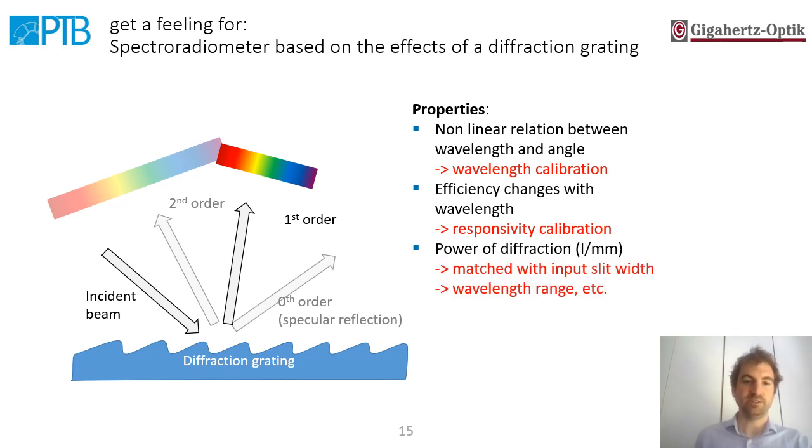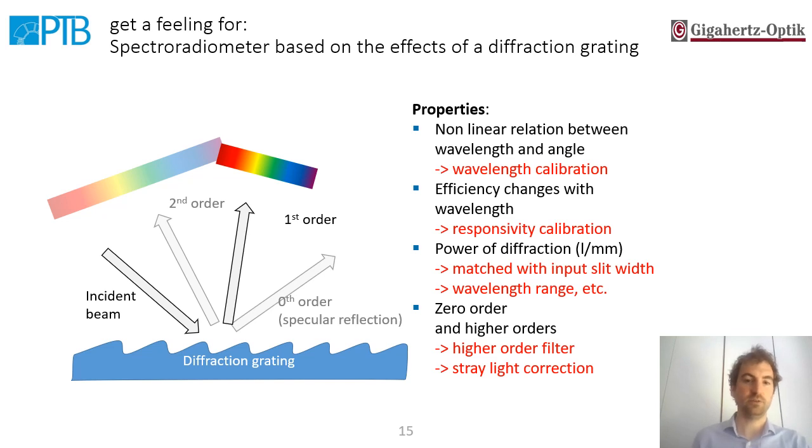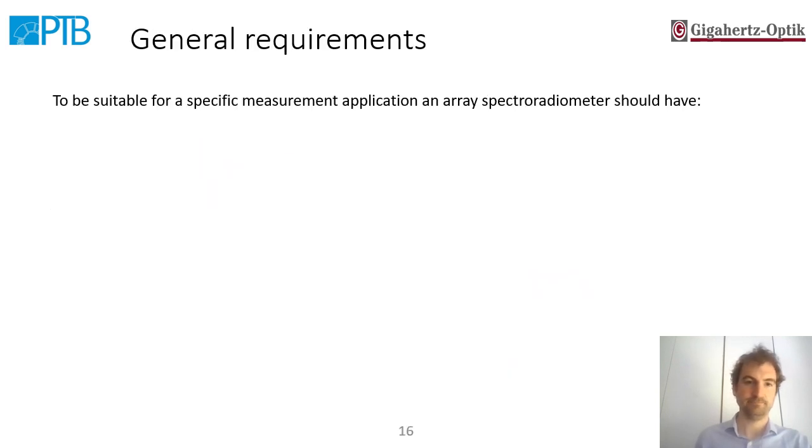Furthermore, a grating shows some power of diffraction, which is given by the lines per millimeter. So the power of diffraction needs to be matched with your input slit and the wavelength range. Furthermore, we have some zero order and higher orders. And this directly leads to the effect that you need some higher order filters in order to reduce this effect. And this also is a contribution to the stray light. So you may need a stray light correction. So based on the grating, we somehow get a feeling for spectroradiometers, and especially array spectroradiometers.